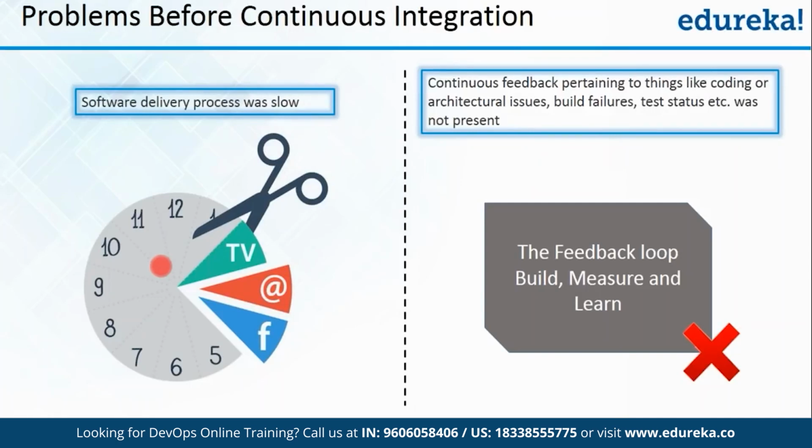Alright, so let us have a look at the fourth problem, that is continuous feedback. Continuous feedback related to things like build failures, test status, etc. was not present, due to which the developers were unaware of how their application is doing.